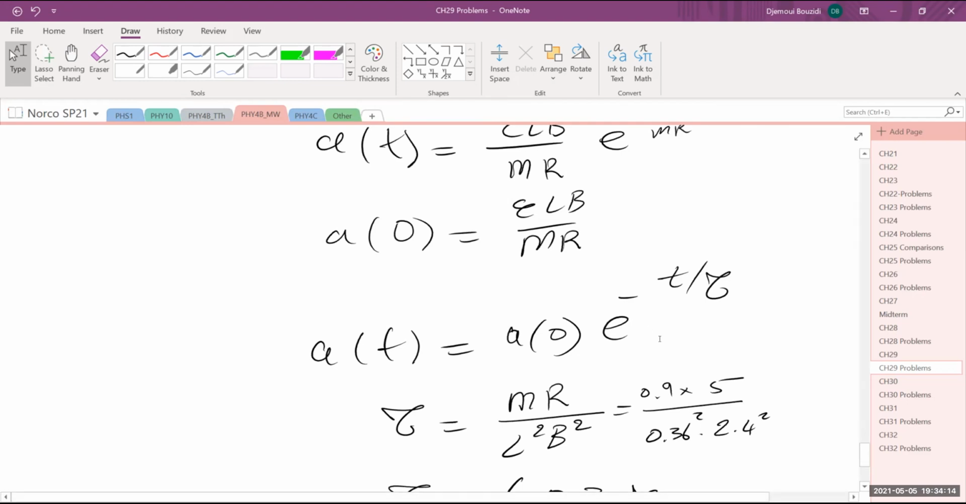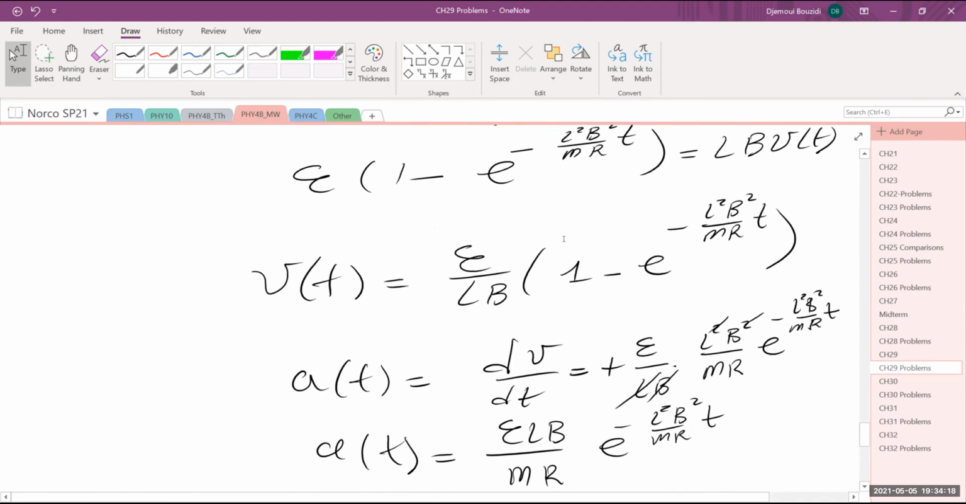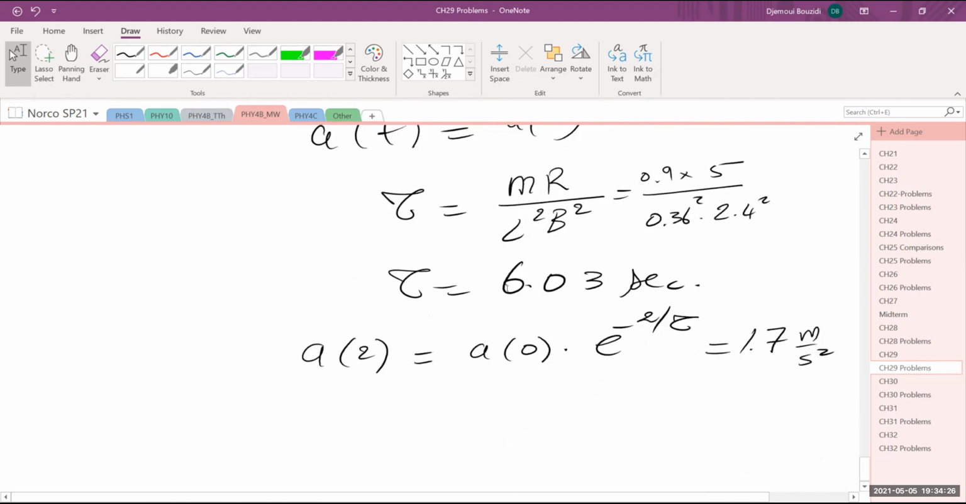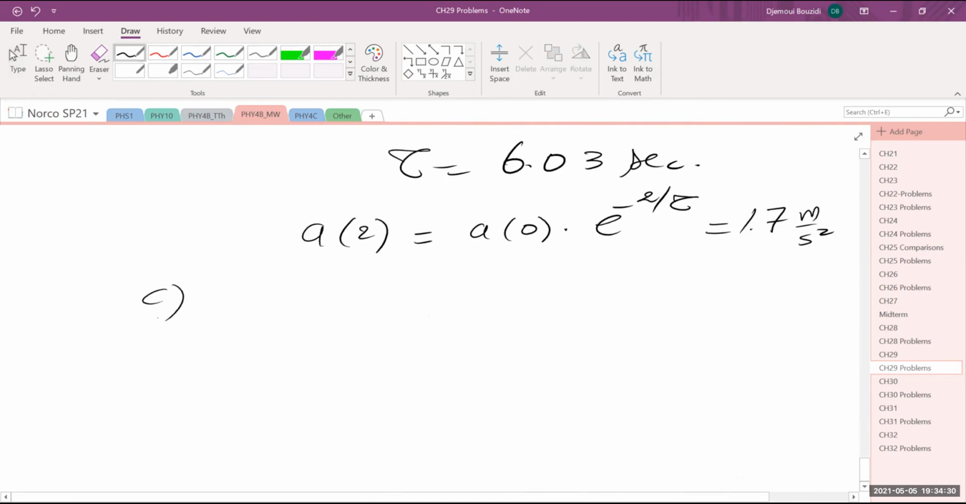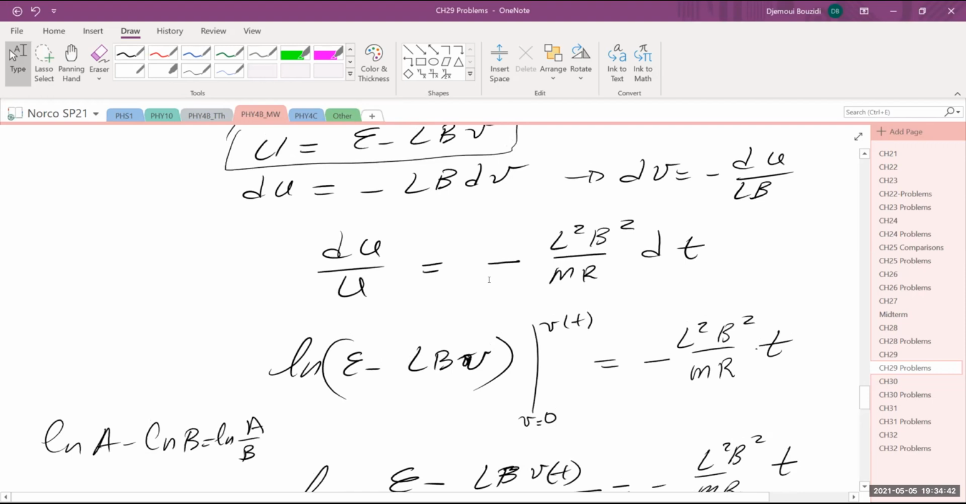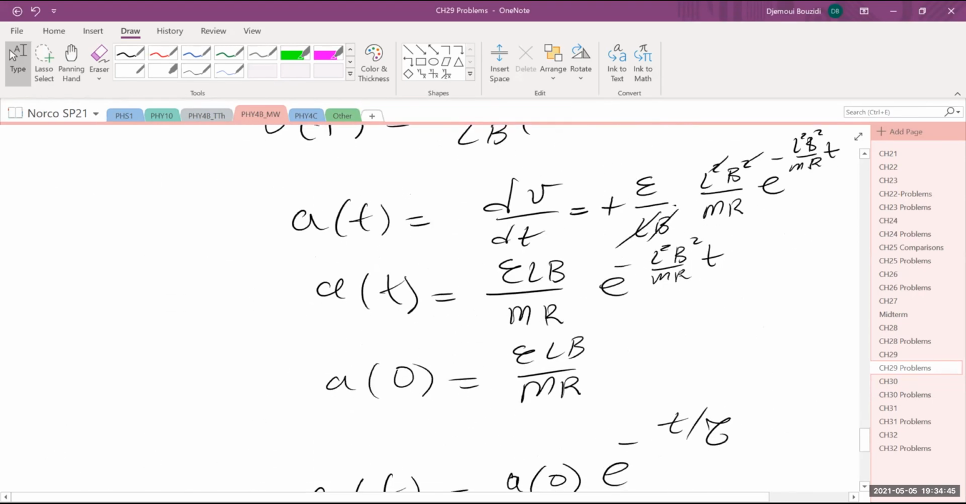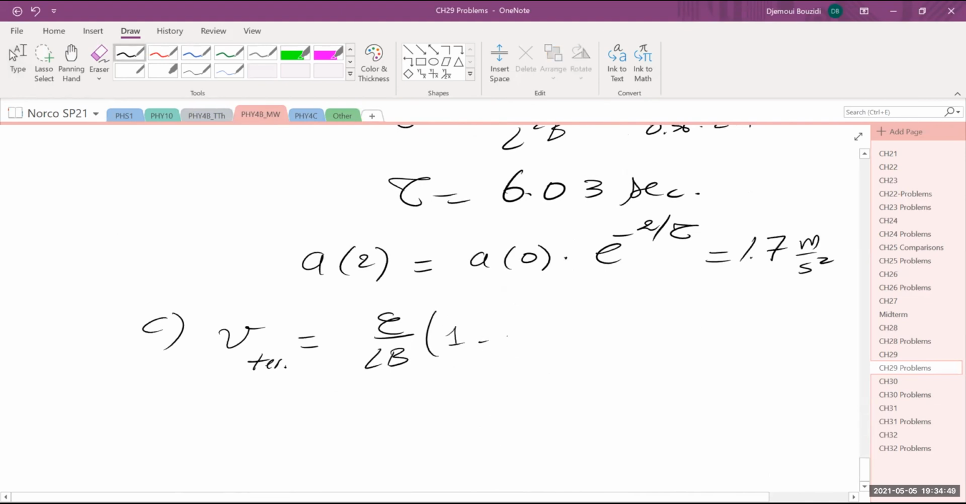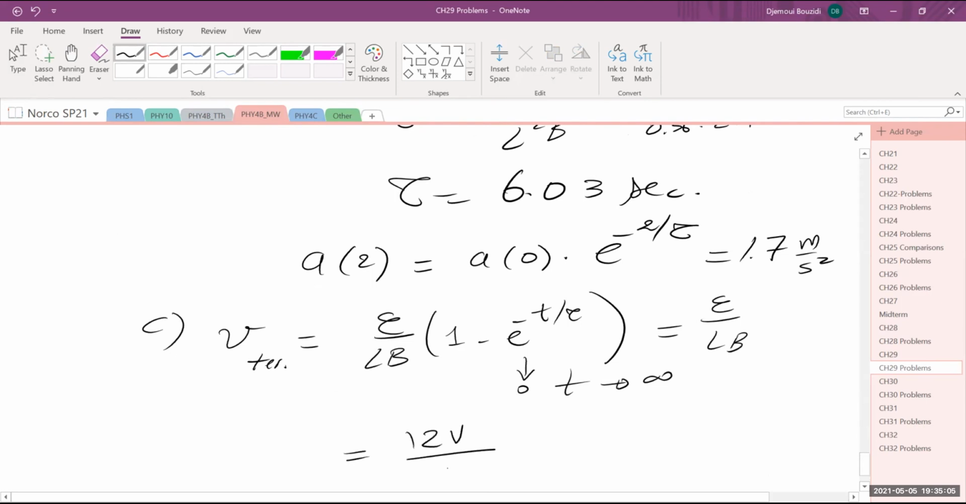And they ask us what is the bar's terminal velocity. The bar's terminal velocity is when t goes to infinity, this exponential goes to 0, so it will be left with 1 minus 0. So the terminal velocity will be just the EMF over LB. So V terminal is going to be the EMF over LB times 1 minus exponential of minus t over tau, when t goes to infinity, okay? This exponential goes to 0, and I'm just left with E over LB, and the EMF is 12 volts divided by L, which is 0.36 meters, times 2.4 Teslas.